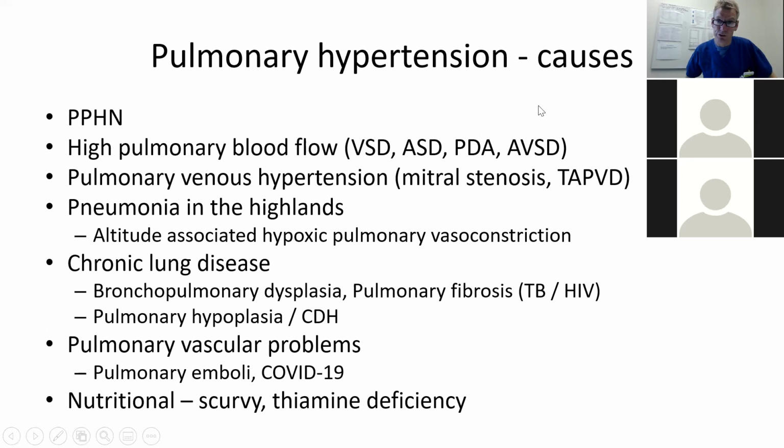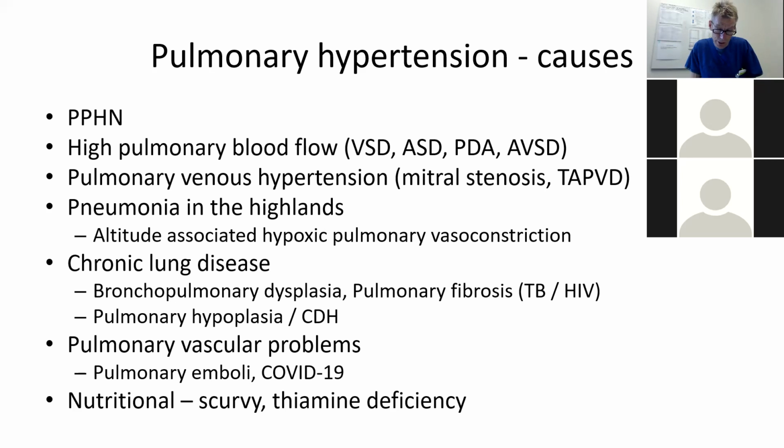Let's talk about the causes of pulmonary hypertension, because we usually, I think, default to the idea that pulmonary hypertension is due to pneumonia, and sometimes it is. Sometimes, especially in the highlands, pulmonary hypertension can be caused by pneumonia and hypoxia, or the altitude that exists in the highlands. But remember, there are other causes too.